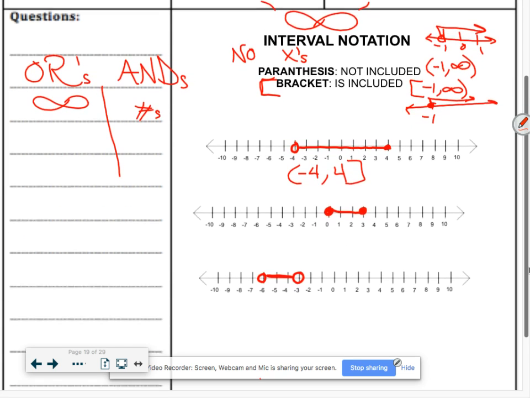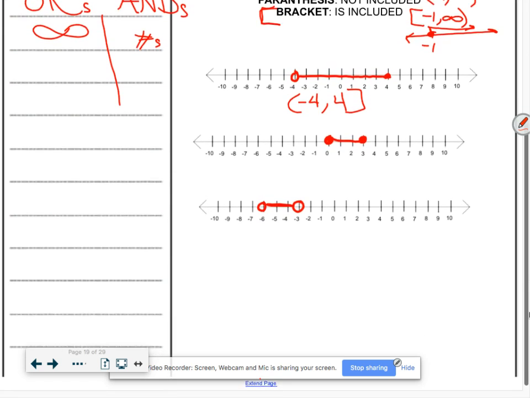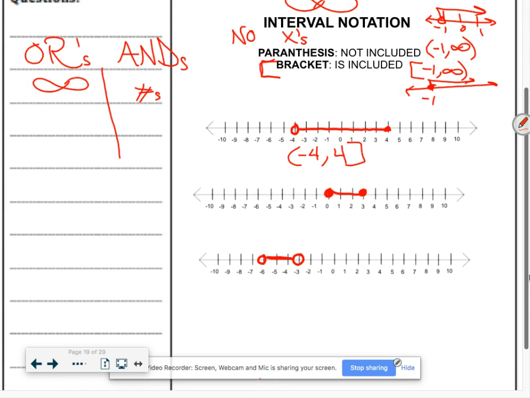My next one is also an and graph. Why don't I have any ors? My next one is also an and graph, so you only have numbers. Ors are infinities. Because that is not going to infinity, positive or negative. It's just smushed between those little numbers. I'm colored in. So bracket, my small number 0, go to my big number 3, colored in, so another bracket. That's great. I love it.